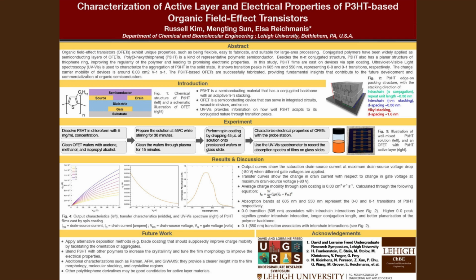On the right of Figure 4, we see a UV-Vis plot where absorptions at 605 nanometers and 550 nanometers are observed. A broad and strong peak at 605 nanometers represents the 0-0 transition of P3HT. This is associated with intrachain interaction. The stronger the peak, the greater the intrachain interaction, the longer the conjugation length, and the better planarization of the polymer backbone. A narrower and weaker peak at 550 nanometers represents the 0-1 transition of P3HT. This is associated with its interchain interaction. To picture what intrachain and interchain interactions mean, refer to Figure 2.